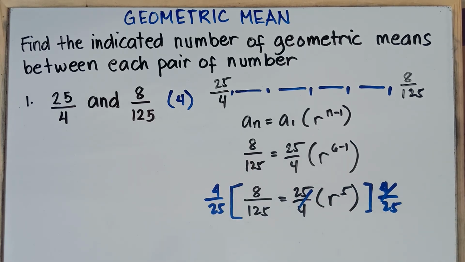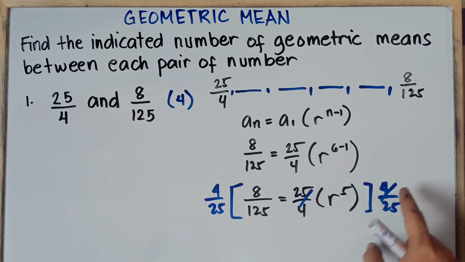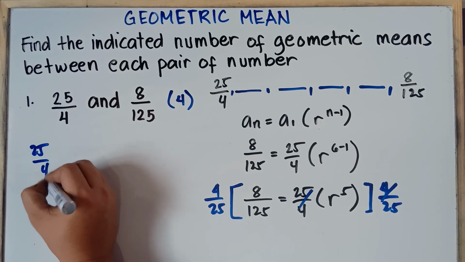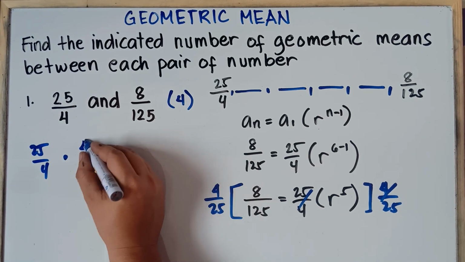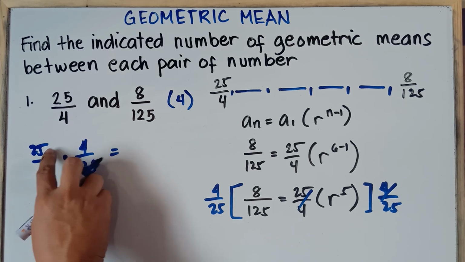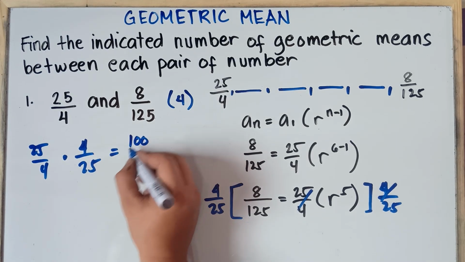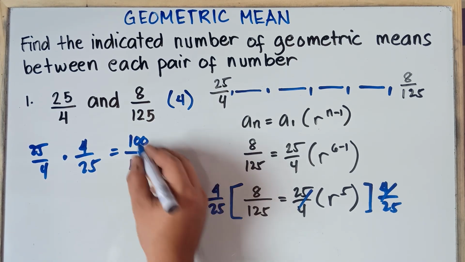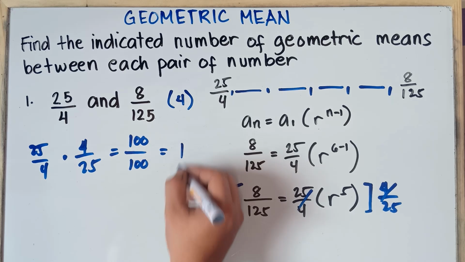Now question, why is that, sir? Why can we cancel if you multiply 25 over 4 by 4 over 25? Because, class, 25 over 4 times 4 over 25, we can multiply the numerators. 25 times 4, that's 100. Multiply the denominators, 4 times 25, that's 100. And 100 divided by 100, that is 1.